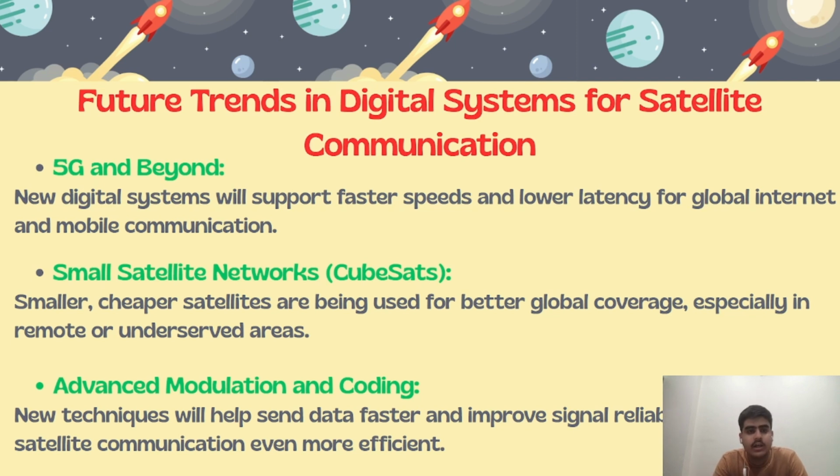Let's move on. Here are some future trends in digital systems for satellite communication. The first one is 5G and beyond. New digital systems will support faster speeds and lower latency for global internet and mobile communication. The second one is small satellite networks, that is CubeSats. Smaller and cheaper satellites are being used for better global coverage, especially in remote as well as underserved areas. And the third one is advanced modulation and coding. New techniques help send data faster and improve signal reliability, making satellite communication even more efficient.